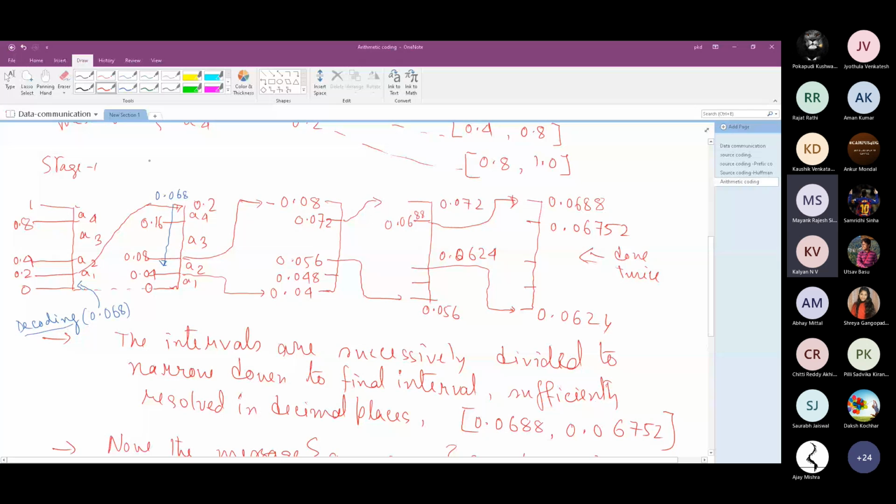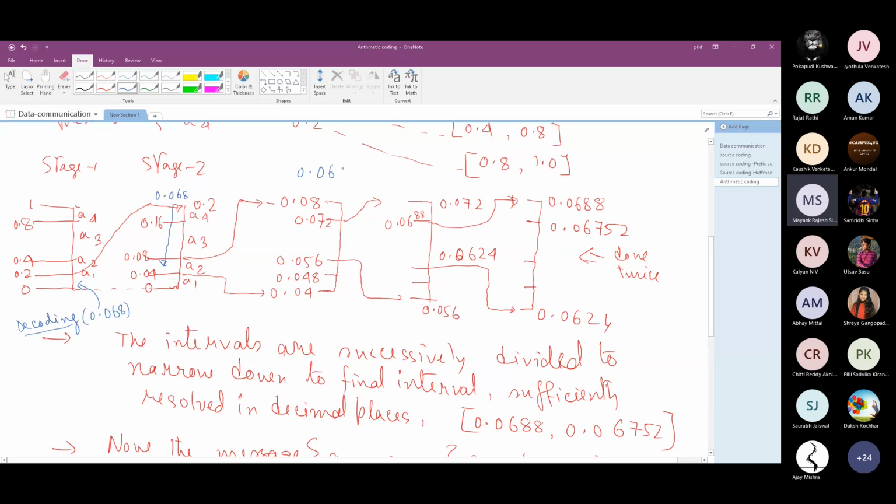Sir, but even if I take A2, A1, A3, A4, then also will I not get the same encoding? Sir, if the first message is A2, then we expand the second interval, right? Yes. So that way, this will not be A1, A2, A3, A4. A2 will come first, then A1 and A3, A4. Okay. So it means from each of these stages, we just check which interval it comes into, and we just take the corresponding name of it as the message. Yes.